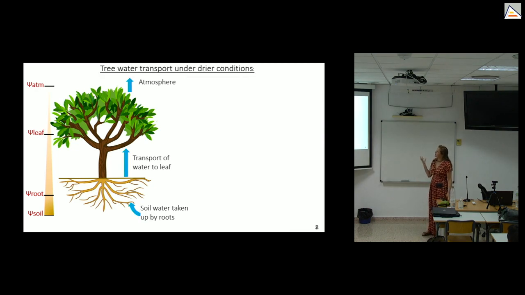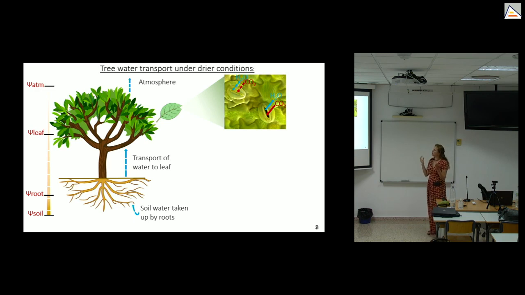But when conditions in the soil become drier, there is less water available in the soil, and the soil water potential decreases. So there is less water taken up by the roots, less water transported in the wood, and potentially less water evaporating through the leaf. In response to this steeper water potential gradient, the plant can close its stomata to avoid losing any water, but at the expense of not taking up carbon.